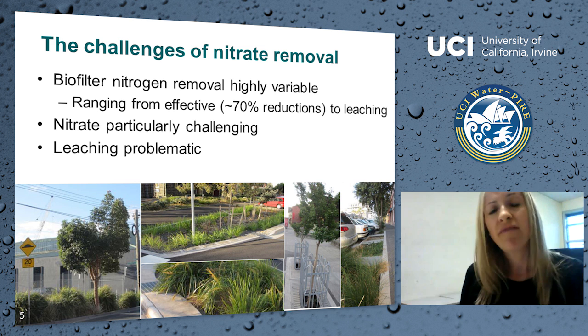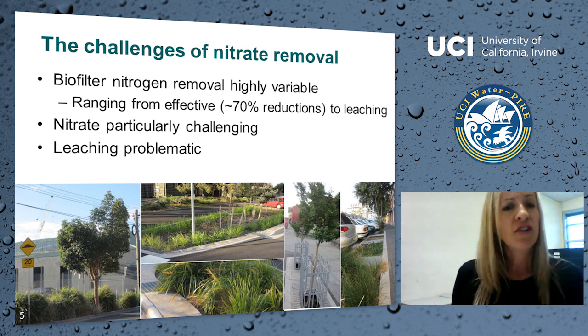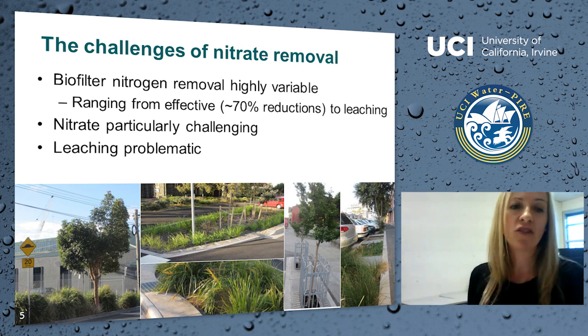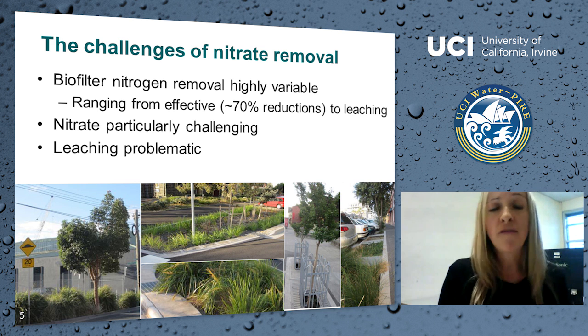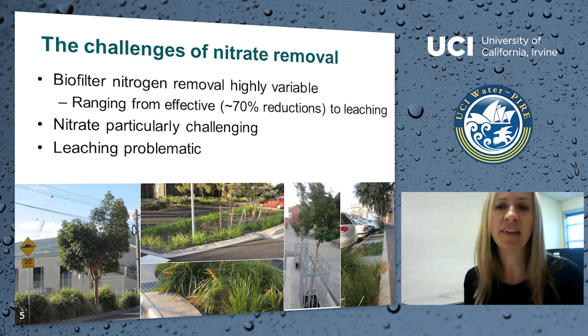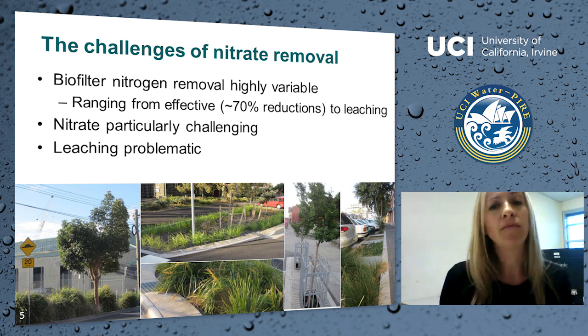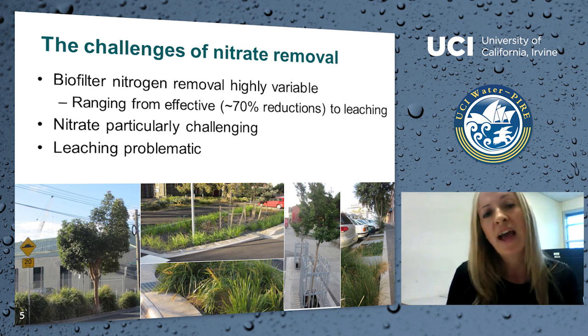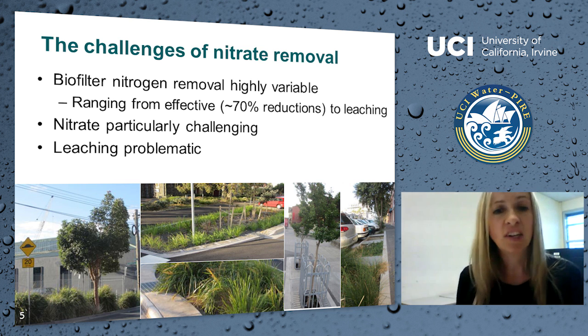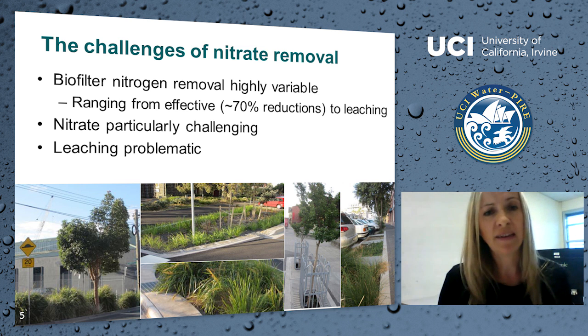So on slide 5, nitrogen removal from these systems has been shown to be highly variable, with studies showing effective reductions in the order of a 70% reduction through to leaching of nitrogen. And in particular, nitrate is particularly challenging to remove. It's highly mobile, and so it readily leaches from these systems. And it also can be produced by nitrification, which happens quite efficiently in the aerobic portion of these systems.